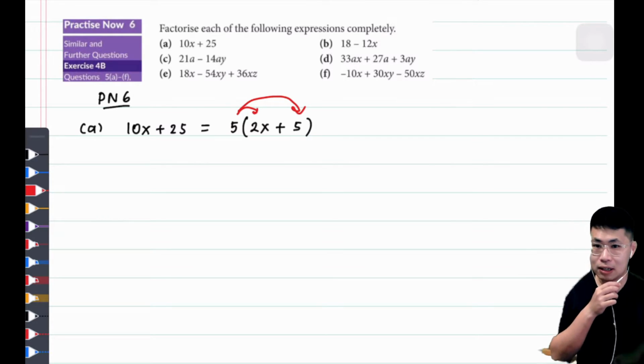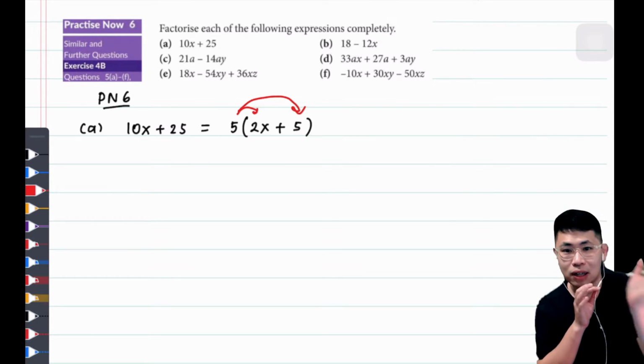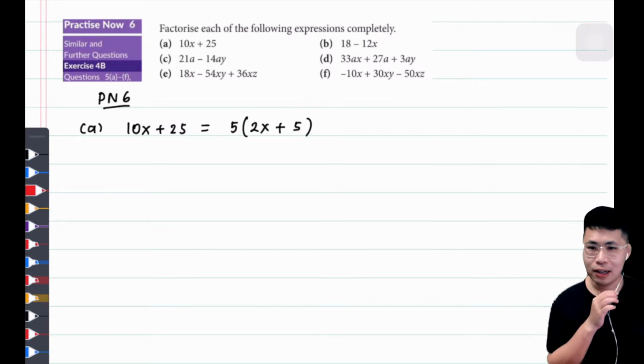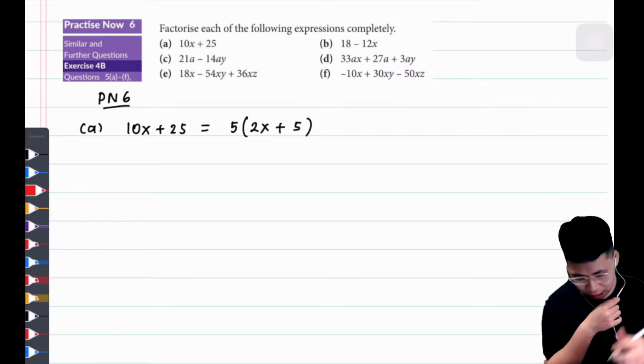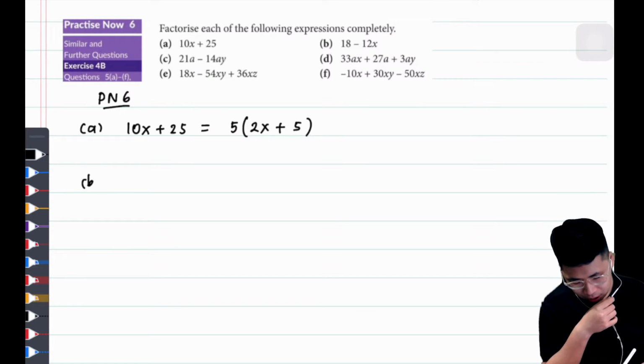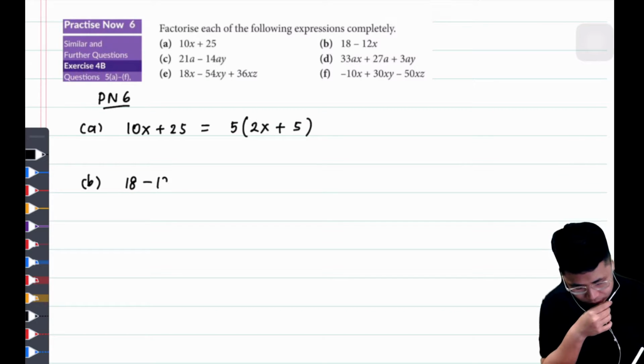Right, so that should be equivalent to the left hand side. Alright, so one more time, how do we check? We need to expand back to check our answer. Alright, so for part B, we have 18 minus 12x.